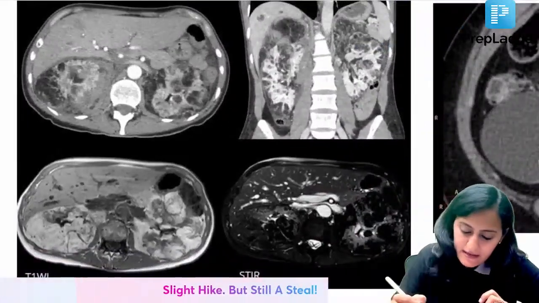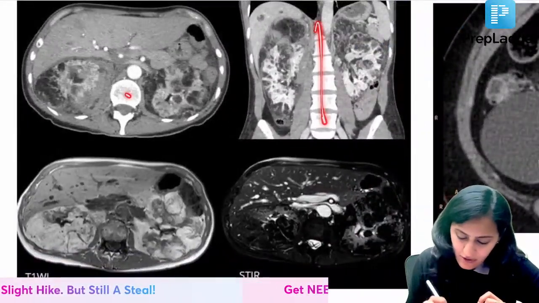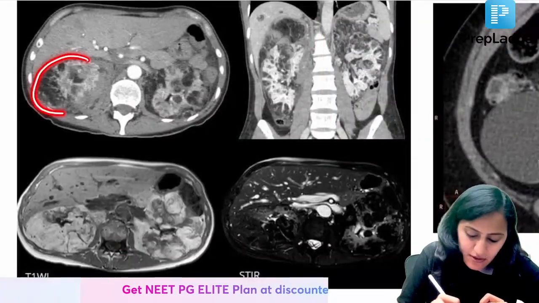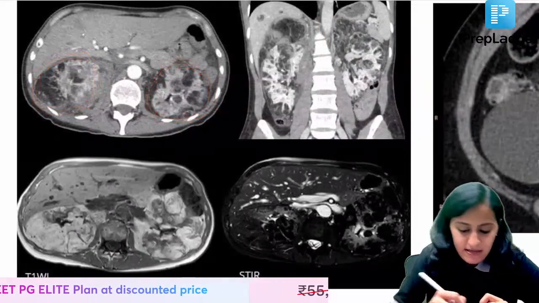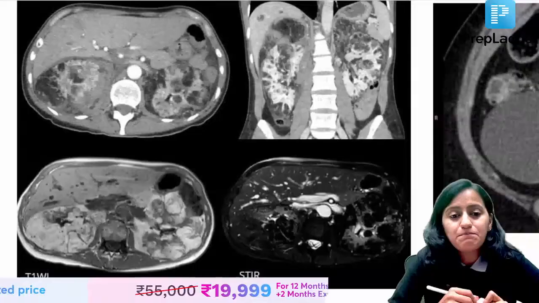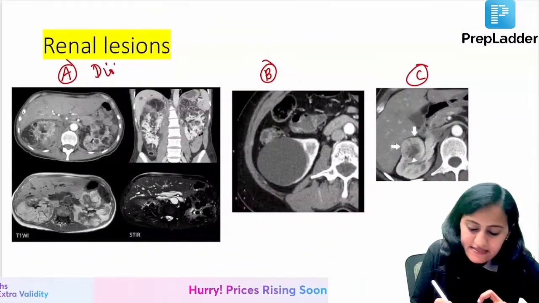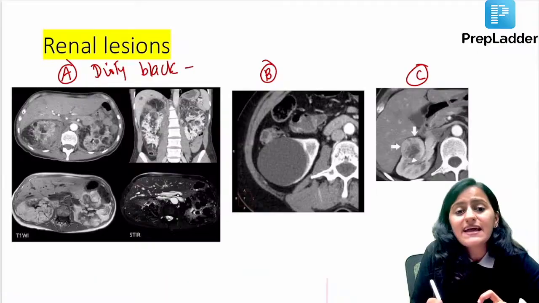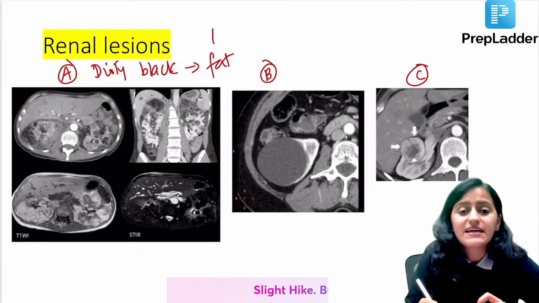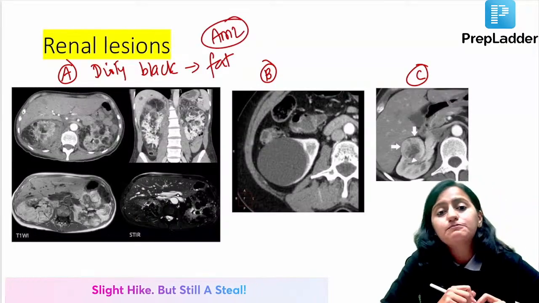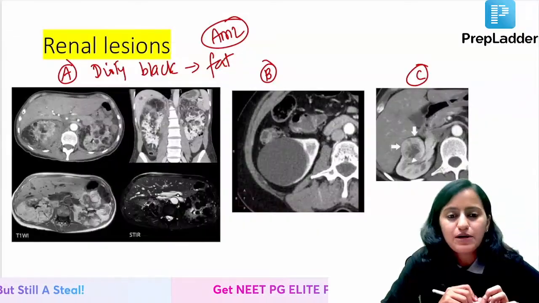Okay, first of all, look here: this is the CT one and this is the MRI image. In CT, you can see the renal lesions which are showing dirty black appearance. Dirty black on CT is fat. Jet black is air. Dirty black is fat containing angiomyolipoma. Fat is lipoma. Angiomyolipoma.